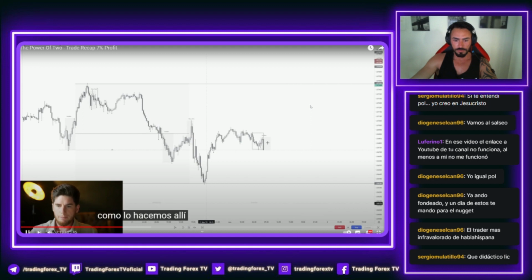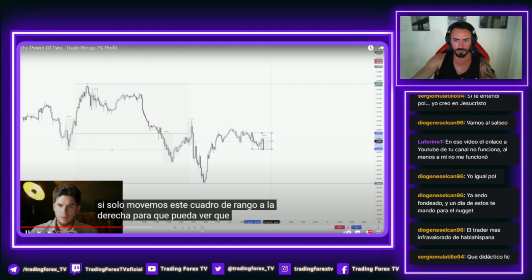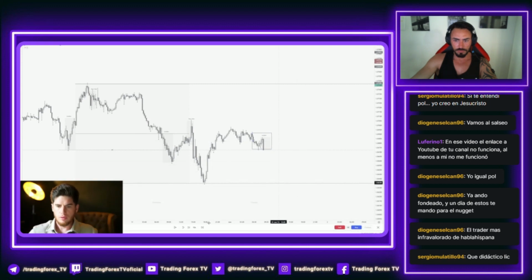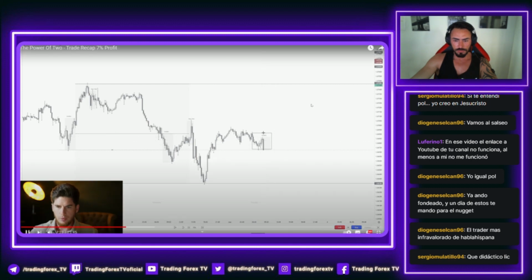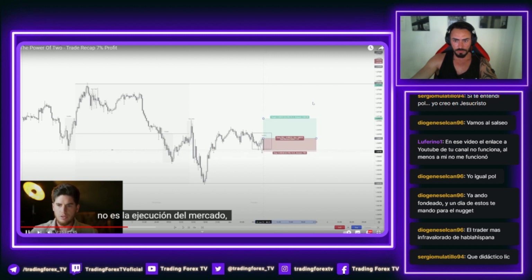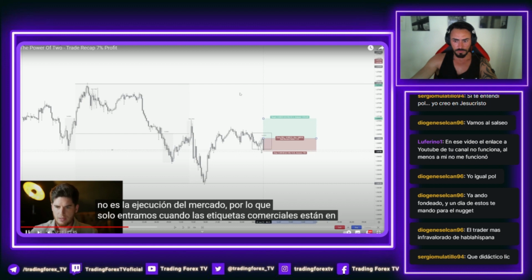like we do there. If we just move this range box to the right so you can see. Now, sweep occurs in discount. Entry would be buy stop above the candle which swept. Okay, sweeps during kill zone. This is not market execution, so we're only in when the trade tags us in.